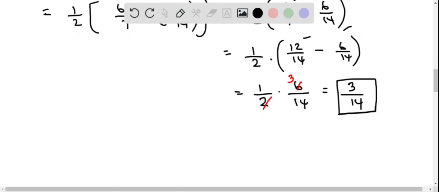We can also give it a decimal approximation, that is this one approximated to 0.2142, rounded to 4 decimal places. This is the approximate value of 3/14.